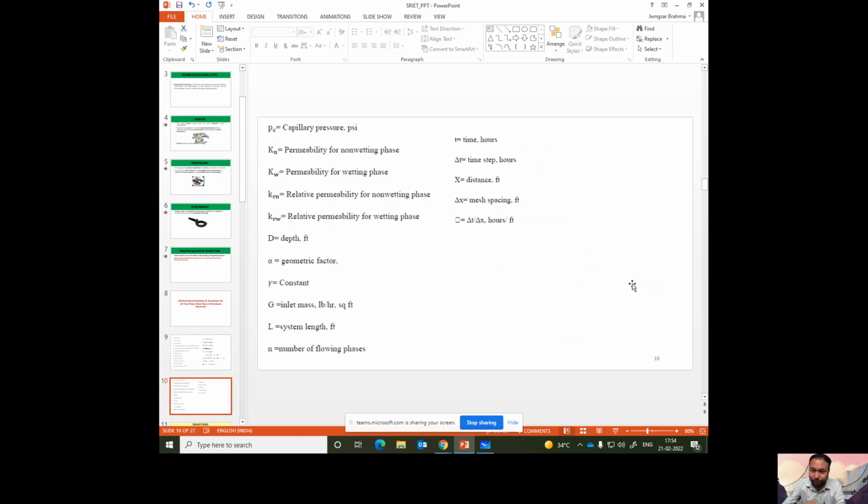Now come up here. These are all parameters. These parameters control and describe the petroleum system. Now, by understanding the petroleum system, we develop the equations.